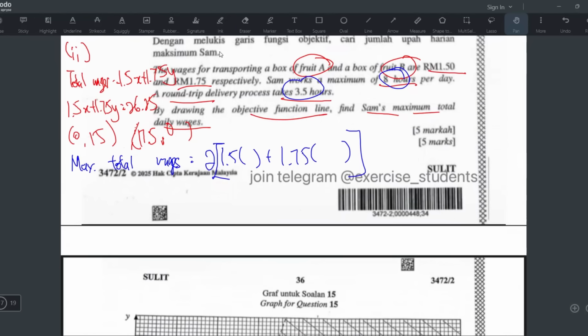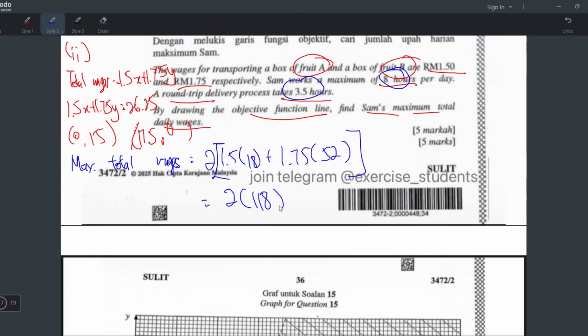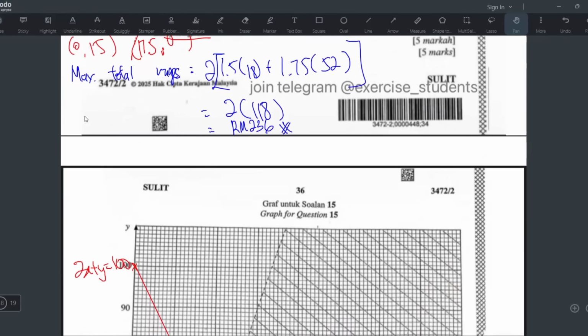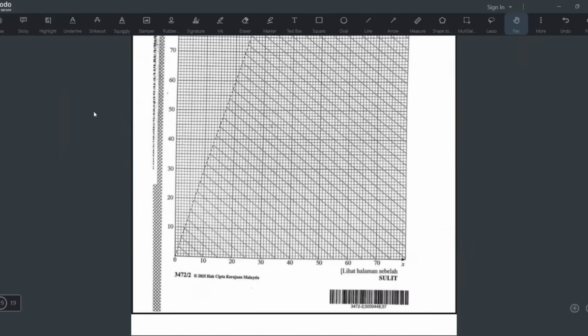So put it inside, substitute 18 for x, 52 for y. Now press the whole thing. All right, I will get 2 bracket, here is 118. And then 2 times 118, that gives us, hold on, 236. But it's the wages, so let's write RM. Okay, so the question asks for maximum total daily wages. I think this is the answer. Okay, for 1 day. Okay, I think that's all right. Yeah, I'm done with the paper.